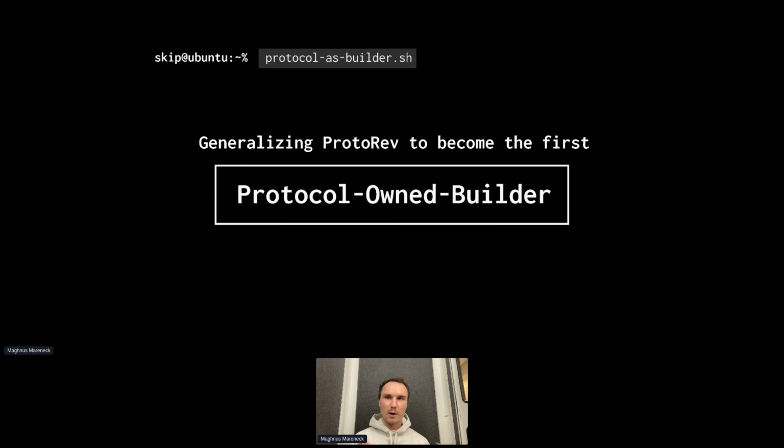So what is our goal over the next, let's say, couple months? It's to generalize ProtoRev to become the first protocol-owned builder. So right now, all that ProtoRev does is backrun. But what if it could run an auction or a generalized auction? What kinds of properties could it have that would rival a centralized builder or an off-chain builder? And how close can we get to that with the different pieces of ABCI++ that are coming out? This is really the focus of Skip on Osmosis and our collaboration going forward.